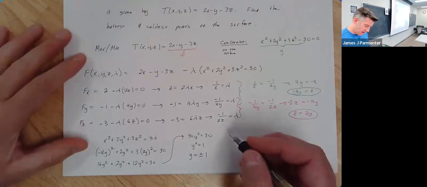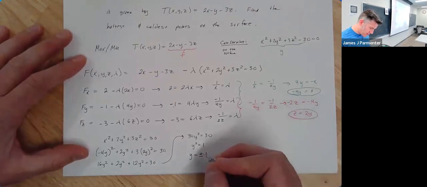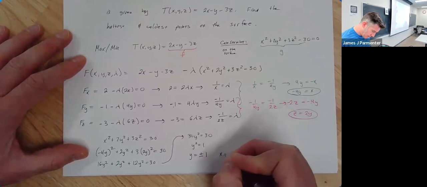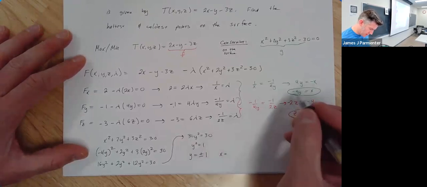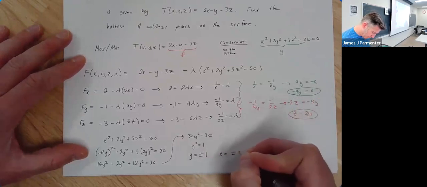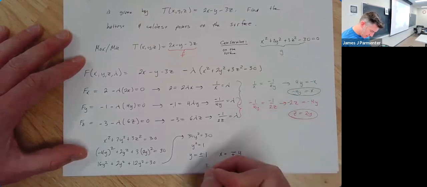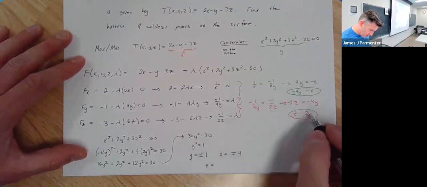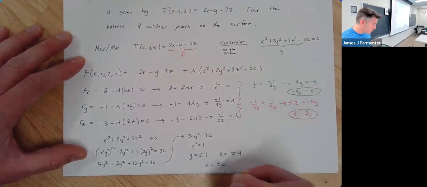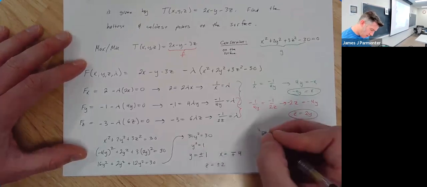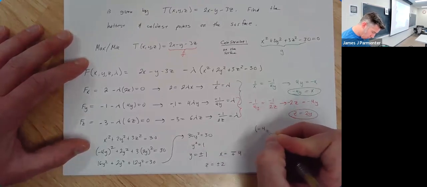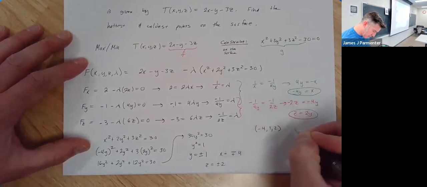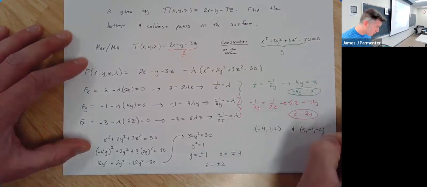So then finding my other points, y equals plus or minus 1, x is going to equal negative 4 times plus or minus 1, so minus plus 4, and z is going to equal 2 times plus or minus 1, so plus or minus 2. So my points are negative 4, positive 1, positive 2, and positive 4, negative 1, negative 2.